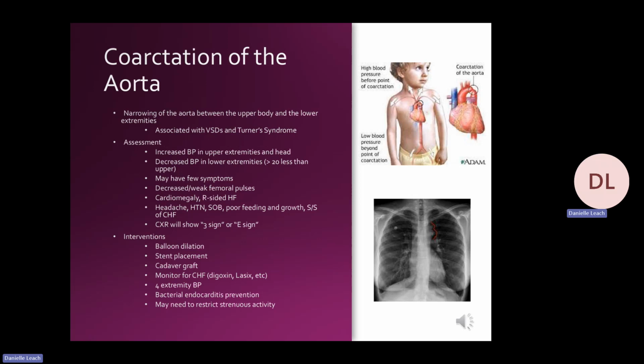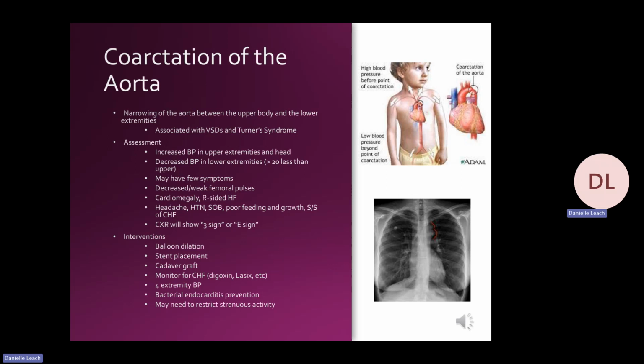Coarctation of the aorta. What coarctation of the aorta is, is a narrowing of the aorta between the upper body and the lower extremities. If you're looking at this drawing on the top, on the right-hand side where there's the picture of the aorta, you can see that the aorta, where it starts to basically turn and go down, at least in this picture, is where it's very, very narrowed, almost totally occluded. It doesn't have to be exactly in that spot, but that's a very common spot for it to happen. This is associated with VSDs and also Turner syndrome.